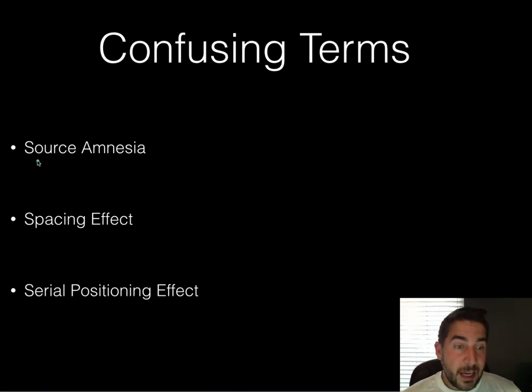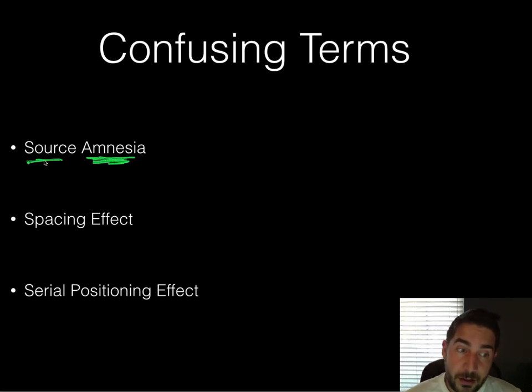Then we come to another type of amnesia, source amnesia. So remember, amnesia means you've forgotten something. Source amnesia means you've forgotten the source of where you got the information. You remember the memory, but you don't remember where it came from.